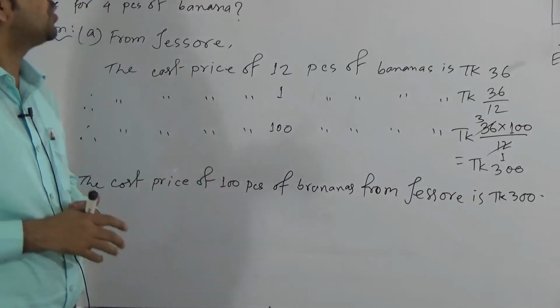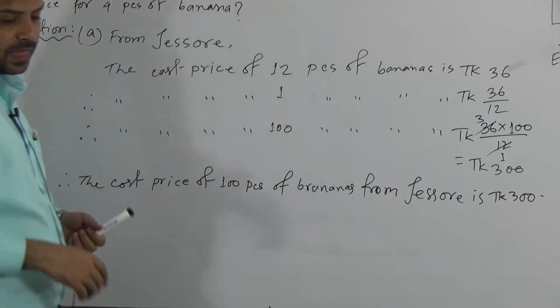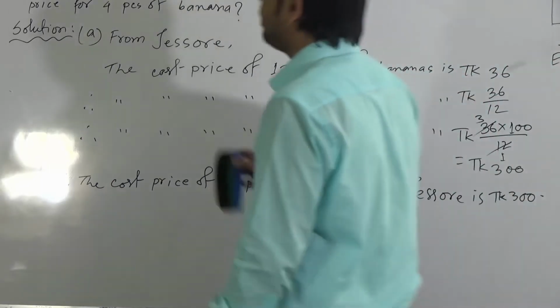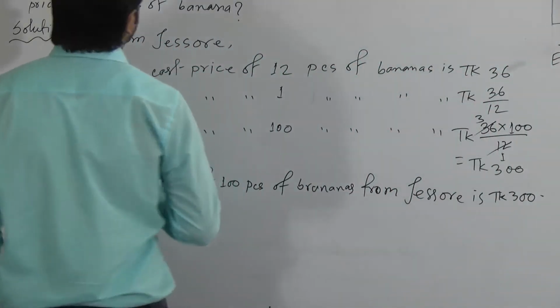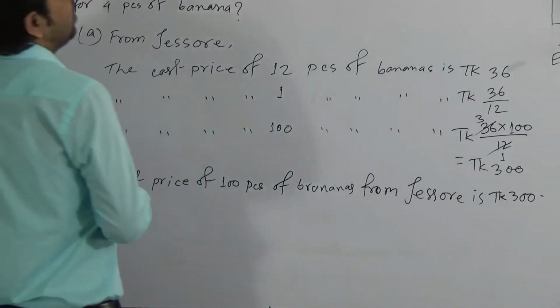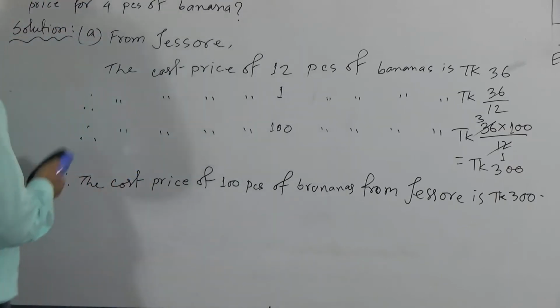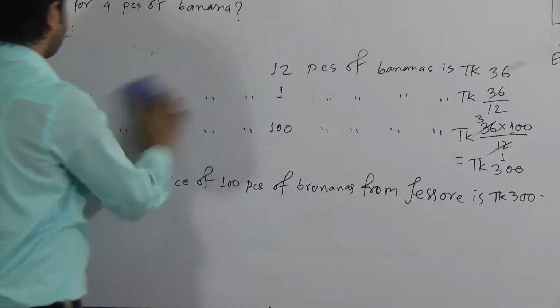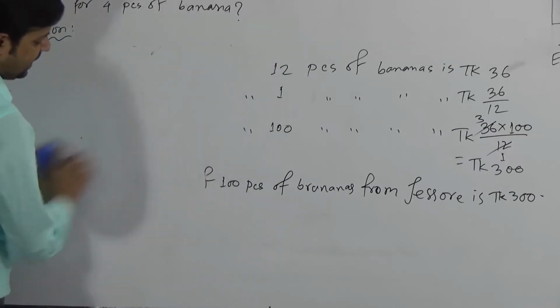Now we will solve question B. What is question B? Question B is, if the salesman sold all the bananas, how much would be profit or loss in percentage? It means that we have to determine the profit or loss in percentage.